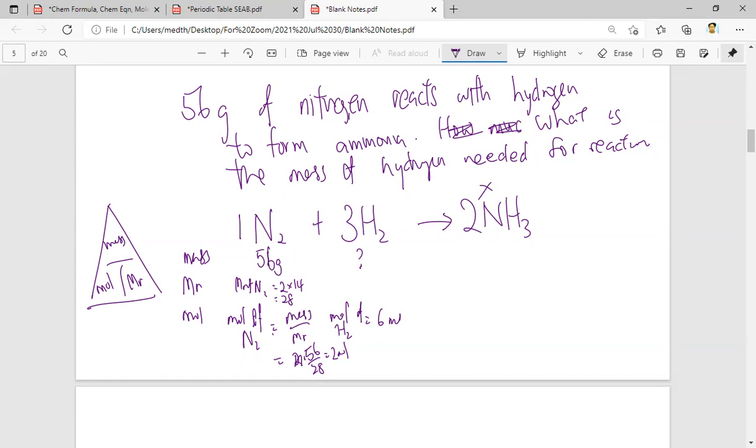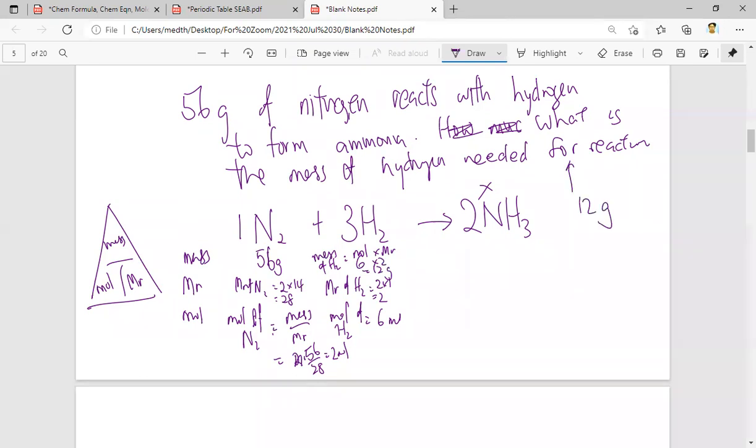If I have 2 N2, it must give me 6 H2. So this is how you go about doing the ratio. Next, find the MR of H2. H2 is 2 times 1, so it's just 2. Then the last part, how to find the mass. Mass is mole times MR. So I'll take 6 multiplied by 2. I get 12 grams. So the answer for this is 12 grams.